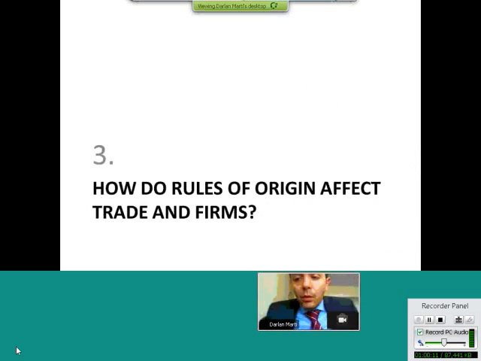Now, we have discussed what rules of origin are, how they can be crafted. Let's see now how they affect trade and firms. And this will be the last part of our discussion this morning.